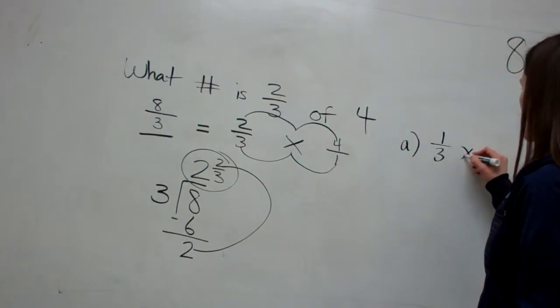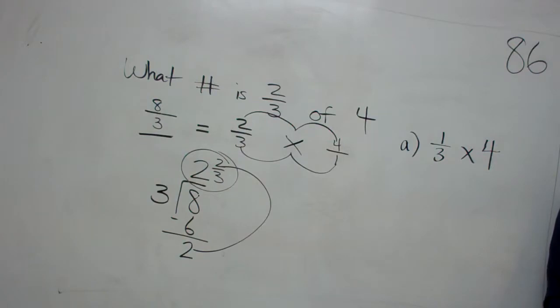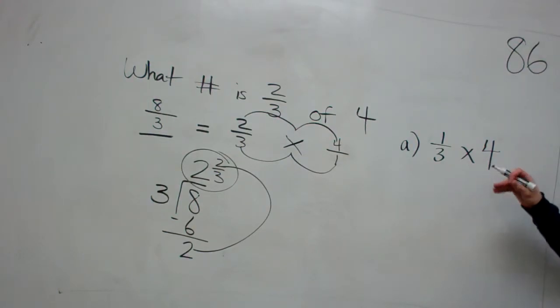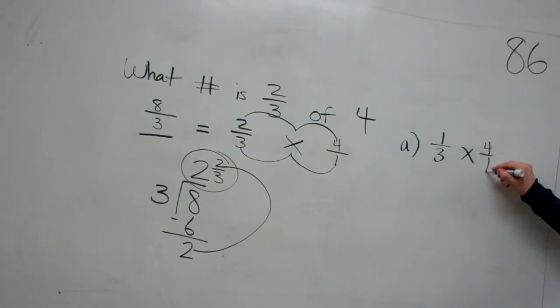They may go on and give you a problem that looks like this: 1/3 times 4. What would I do to that problem? They didn't even ask a question on this one. So what would I just do? Well, what do I do with the 4? 4 ones. 4 over 1. Very good. And then you would just work it like normal. Very good. Okay? Does everybody feel like they understand?